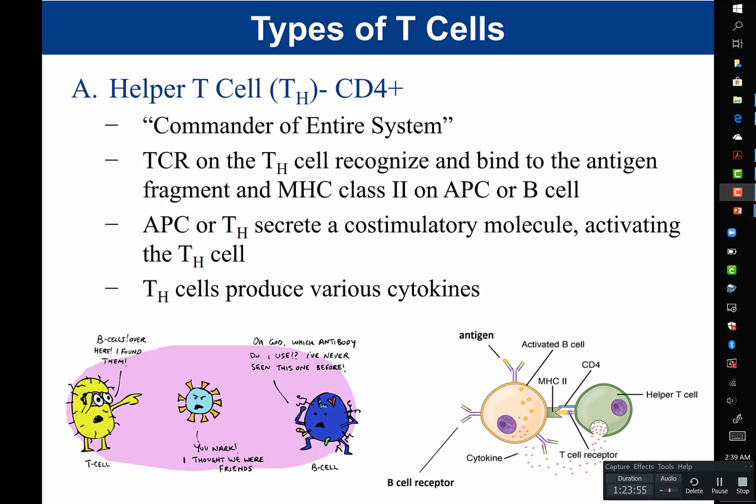The antigen-presenting cell, or the T helper cell, secretes a co-stimulatory molecule which activates the T helper cell. So again, my T helper cell might produce interleukin 2, and my macrophage might secrete interleukin 1. And so we have these variety of cytokines that get produced that stimulate different cells. And so you're going to see that T helper cells produce various cytokines. It produces a wide number of cytokines.